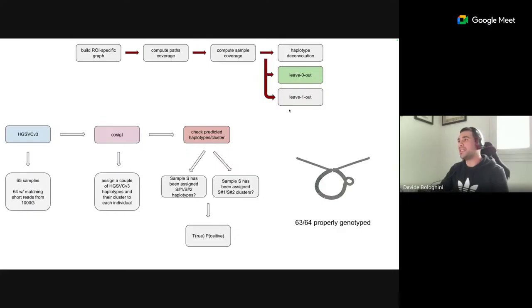Of course, we can repeat this by removing one haplotype from the original graph and trying to regenotype the sample, checking just for cluster, and this will be called leave one out. But yeah, we can talk about this later. Just in the interest of time, I'm going to skip this part.